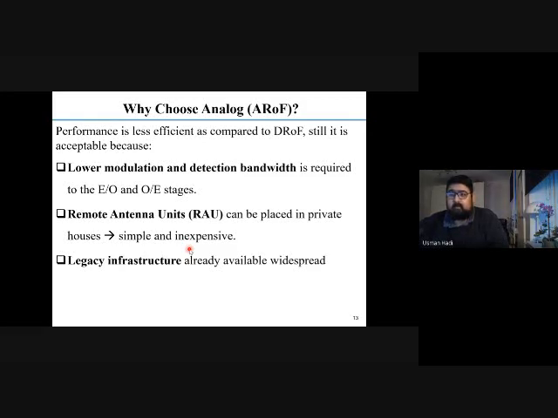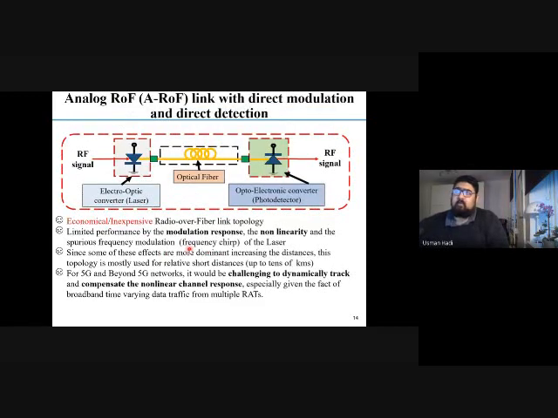And then also a very big factor is the legacy infrastructure. Analog ROF is already available all over the world. So instead of using a new technology and paying for that, it is better to use analog and solve the issues that are linked with this technology. So as you've already seen, this is the block schematic diagram of analog ROF. And it is inexpensive, it is economical, yes, but there are some issues.